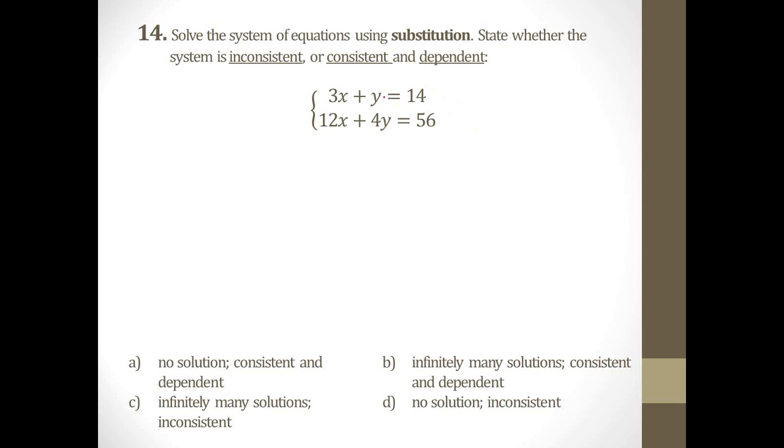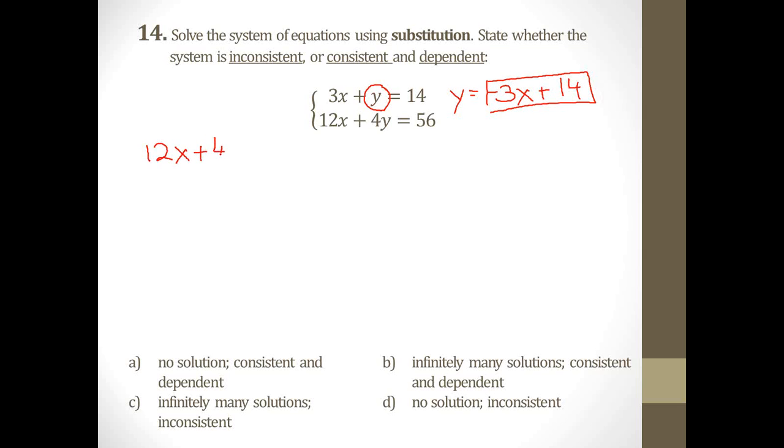It says by substitution, so again I'm looking for a variable that's already by itself. Right here I see 1, so I'm going to solve for y. If I solve for y, I move the 3x to the other side, and I'm left with y equals negative 3x, the sign changes, plus 14. So I'm going to plug this in for y into the second equation.